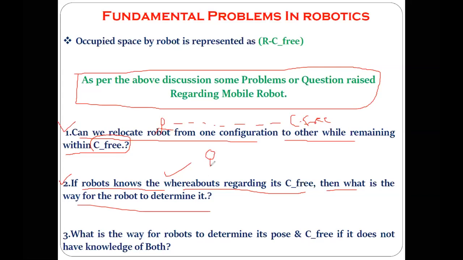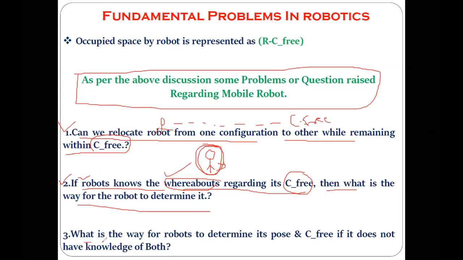If the robot knows which area and which location it is in, and in which free space it is present, then how does the robot know that? How does the robot determine where actually it is present, in which free space it is, in the sense of where exactly the robot is? So if the robot knows where it is present regarding its C free, its free position in the free space, then what is the way for the robot to determine it? How does the robot determine which free space and which configuration it is in? That is also another question that arises.